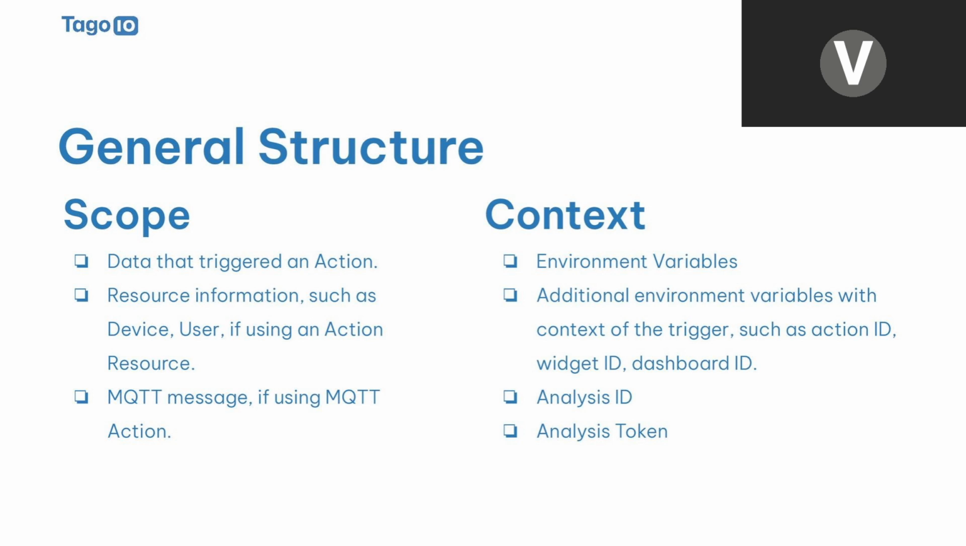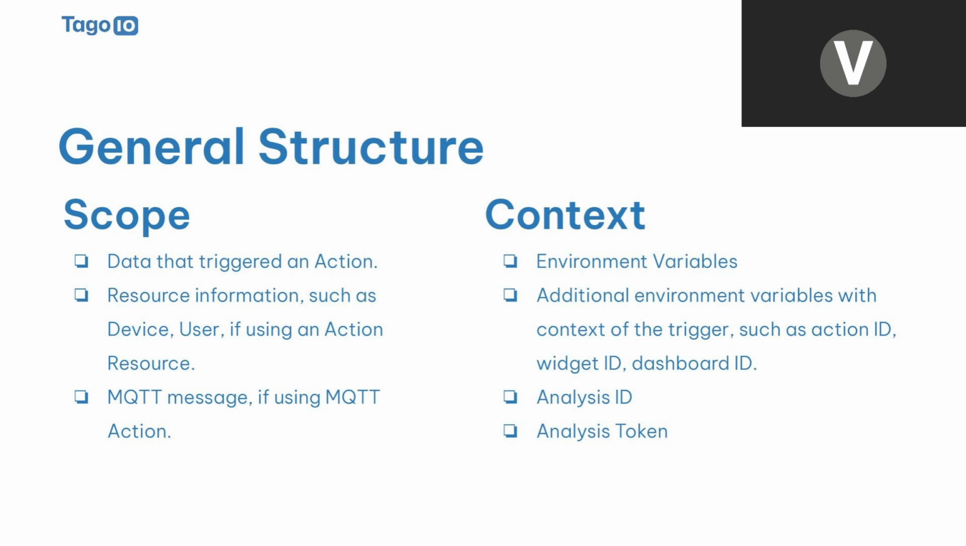that you can access. One of them is the scope. The scope contains the information of data. So if you are using an action or if you are using MQTT or a widget, the scope is usually the parameter which will contain all the information data related. So for example, when you trigger your analysis using an action for a specific data variable, the scope is where you will find exactly the data that triggered this analysis.